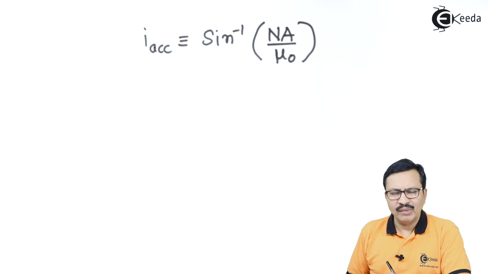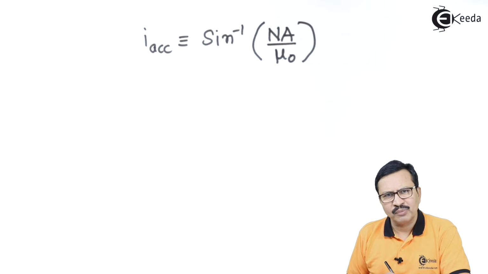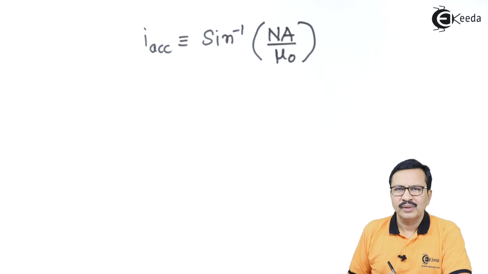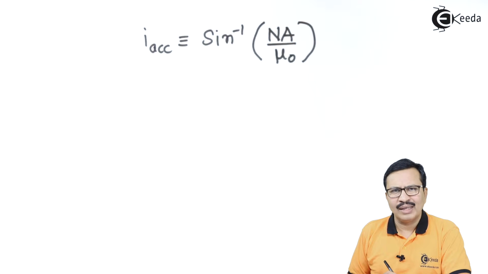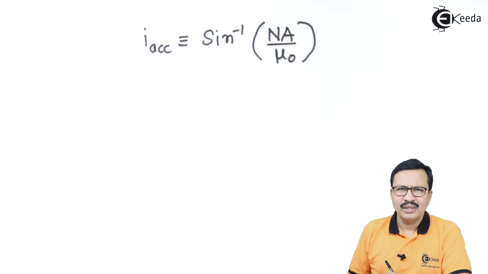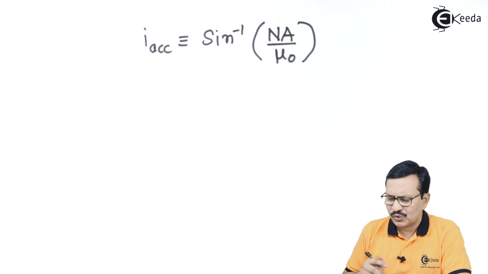No. The normal definition for the numerical aperture is square root of mu1 square minus mu2 square. But do we know what is mu2? We do not know what is mu2. So do we have an alternative way of finding out what is the numerical aperture? Yes, we have that. And we know that the numerical aperture is nothing but mu0 multiplied by sine of the angle of acceptance. So let us do that.